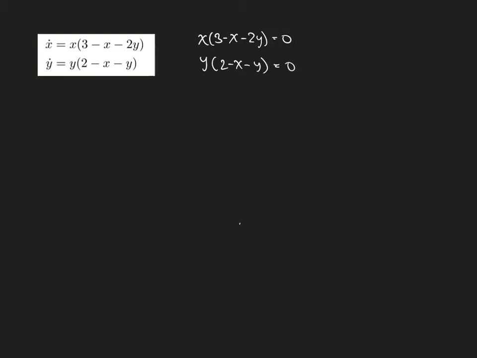So each equation has two roots. The first one here is pretty simple. We have x star, so fixed point, equal to 0, and this one is 0 as well. And now we have the other two equations, so we just write them here.